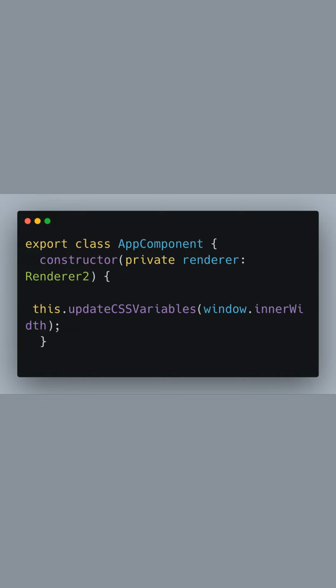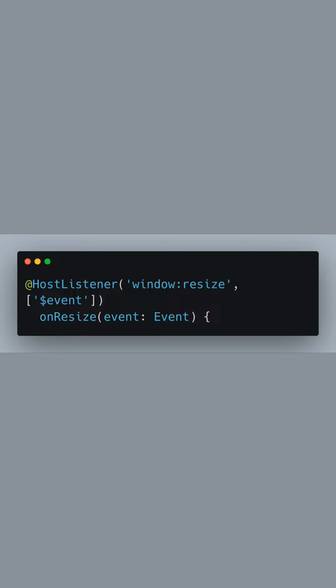In the AppComponent class, we're injecting the Renderer2 instance within the constructor. Immediately we're calling the updateCssVariables method, passing it the initial window width. This is to make sure our application has the correct styles applied from the very start, depending on the user's current viewport size. We're using the HostListener decorator to listen for the window resize event.